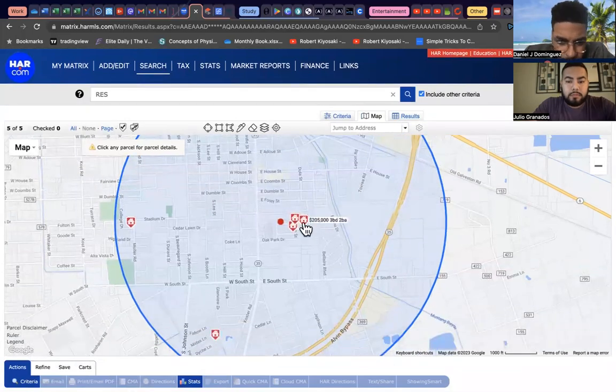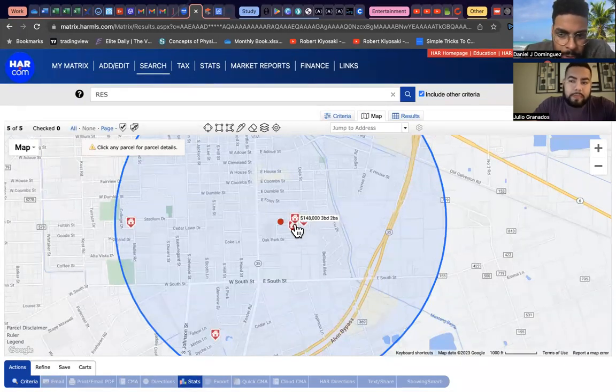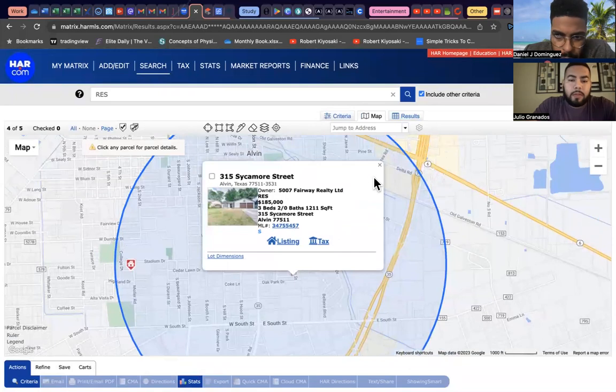I would be hesitant to include this one just because it's kind of big compared to the other one, and it has a 3-bed, 2-bath. So it's a little bit bigger, but we can use that one as one to keep in our reserves. And this is the other one, there's a 3-2.